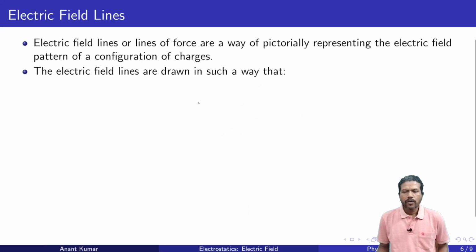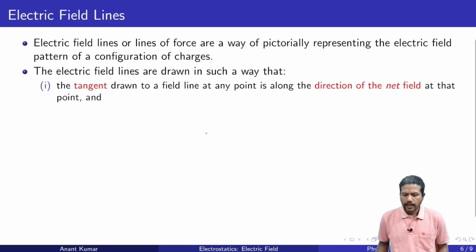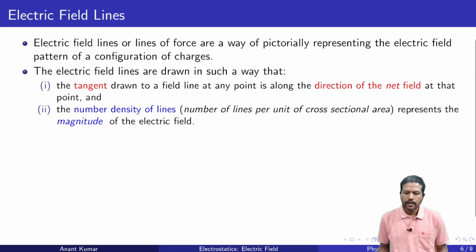The electric field lines are drawn in such a way that the tangent drawn at any point of the field should be along the direction of the net electric field at that point. This is important. We need to draw the lines in such a way that at any point, if I draw a tangent line, it points in the direction of the net electric field at that particular point, the resultant. And secondly, the number density of lines, the number of lines per unit cross-section area, represents the magnitude of the electric field.